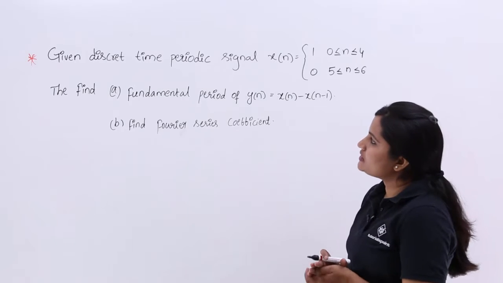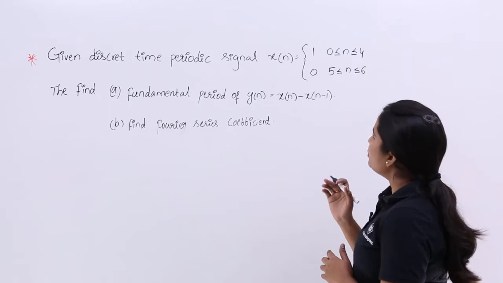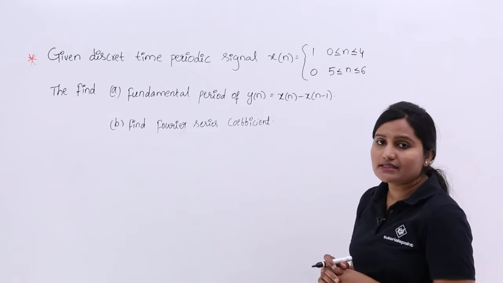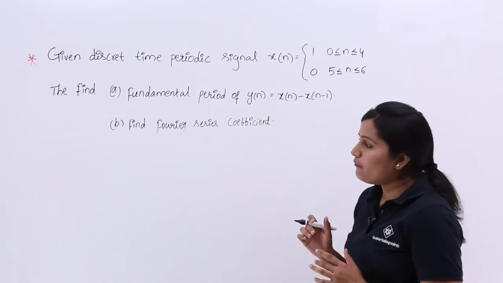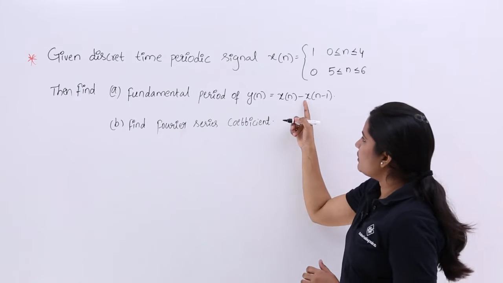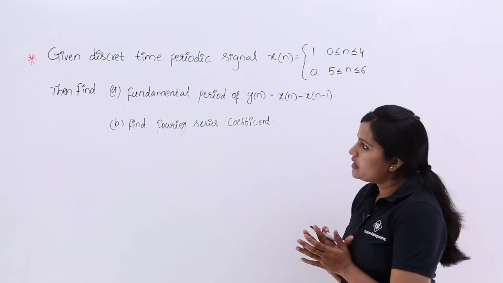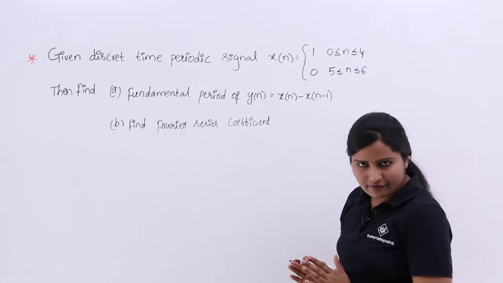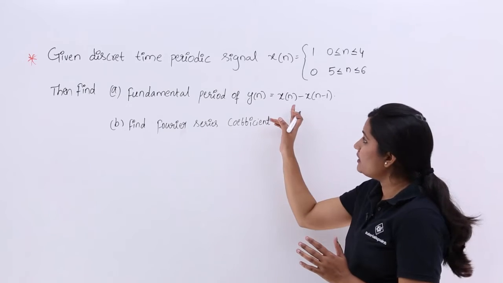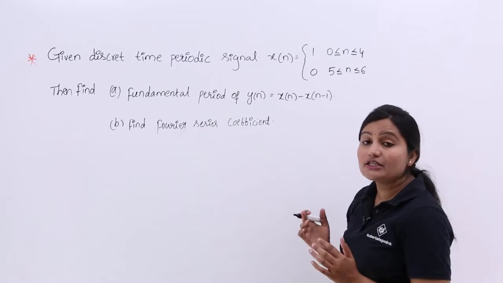Given a discrete time periodic signal, x of n is equivalent to 1 when 0 less than n less than 4, 0 when 5 less than n less than 6. Then find the fundamental period of y of n, which is equivalent to x of n minus x of n minus 1, and find the Fourier series coefficient. So, this is the discrete time periodic signal given.